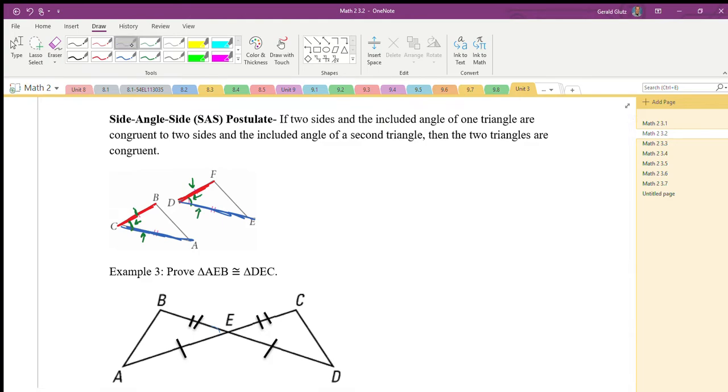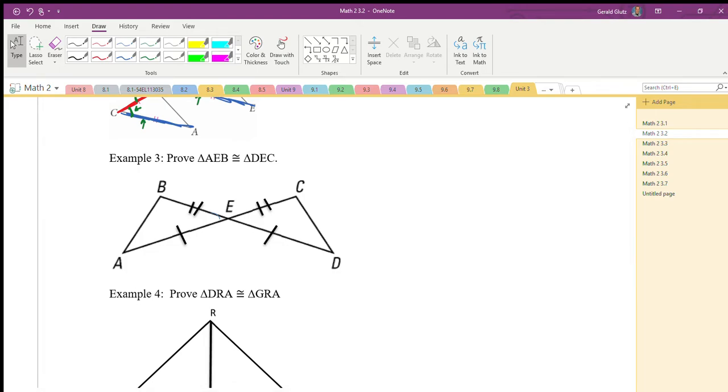So in example 3, we got to prove that triangle AEB is congruent to triangle DEC. So I'm going to take what they give me. So side BE is congruent to side CE. Side AE is congruent to side DE.